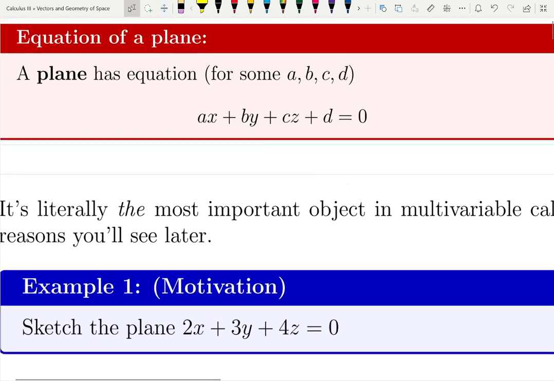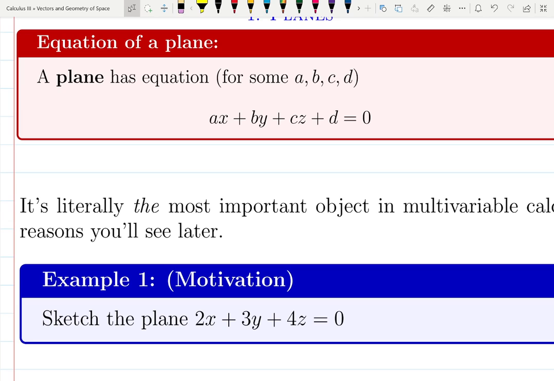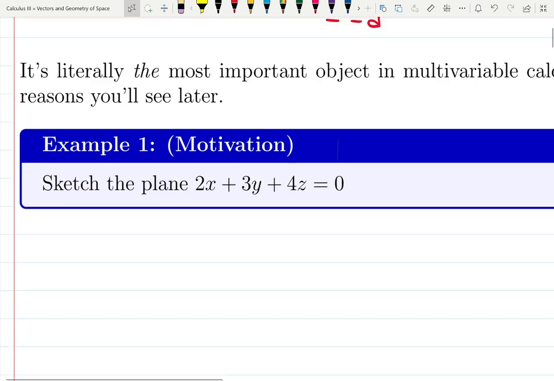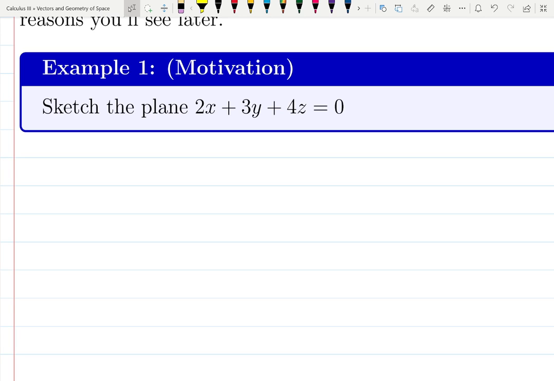The equation of the plane is ax plus by plus cz equals d. In some literature, you see minus d on the right-hand side. Same thing, doesn't matter. Now, let's see why and how we should find it. What defines a unique plane? For example, let's try to sketch the plane 2x plus 3y plus 4z equals 0. So d is 0 here. Right? Let's try to sketch that.